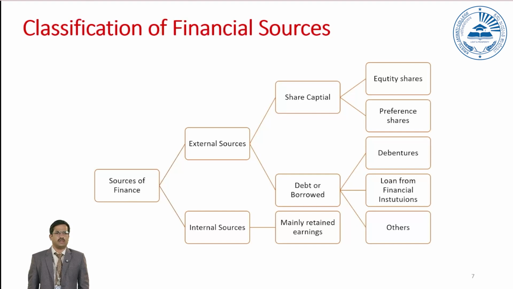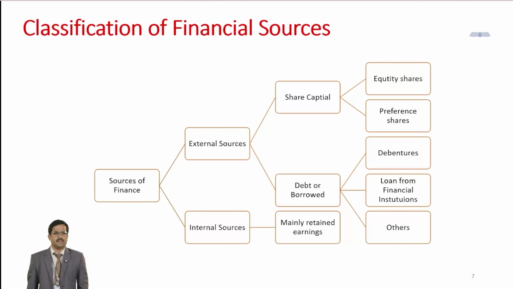The next one, in the external source, the company can issue debentures or debt or bonds to the investors, so they can raise money and they can invest in the business and they can do the operations. In debt or borrowed, debentures is one of them, normally companies are issuing debentures, and the borrowed funds, like they can get a loan from the financial institutions for a long period of time. And others like bonds are the other types of external source.